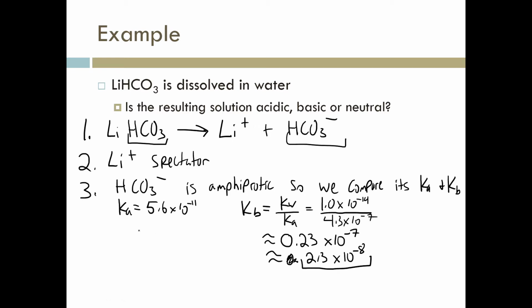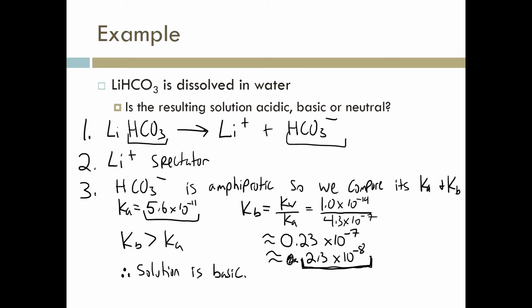Its Kb is this. Its Ka is this. Kb looks to be greater than Ka. So the solution will be basic. Therefore, solution is basic. There you go. And the reason the solution is basic is because the equilibrium between the base form and acid form of HCO3- favors the base form, simply because the Kb is bigger.